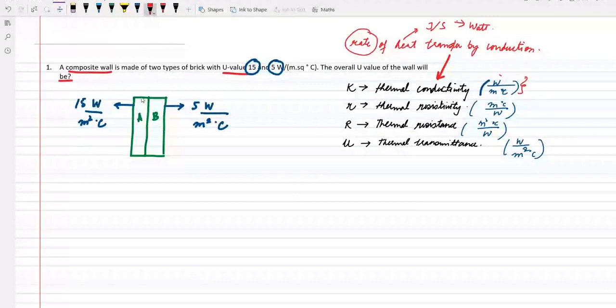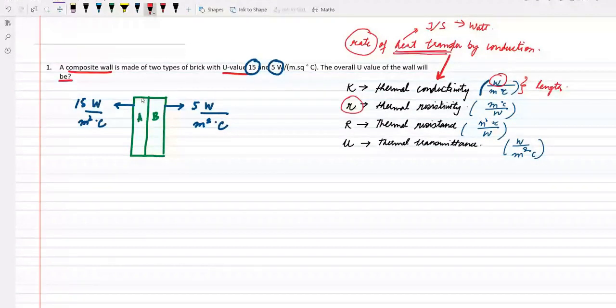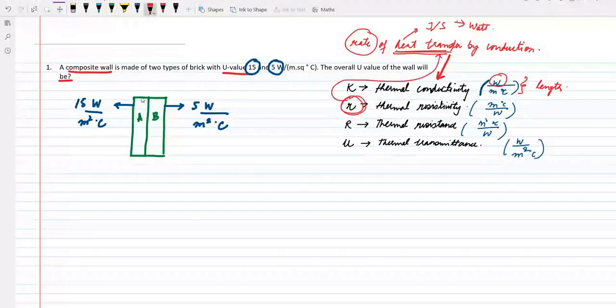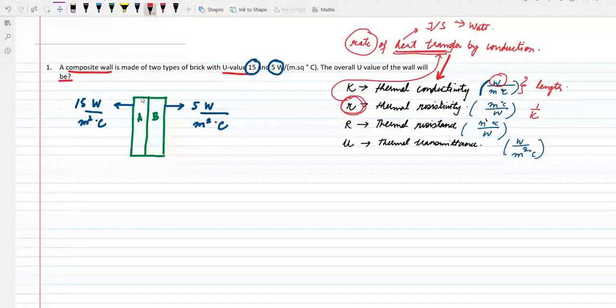Transfer of heat by conduction. Now, how does meter come? Because when we talk about thermal conductivity, we talk in terms of length. Okay? Length. Hence, meter. Thermal resistivity is what? The heat transferring process. This is the property which resists the heat transfer. Hence, resistivity. Right? This is the reciprocal of thermal conductivity. Thermal resistance. Again, this is the same thing. It's the resistance to heat transfer, but with respect to cross-sectional area. Fine.